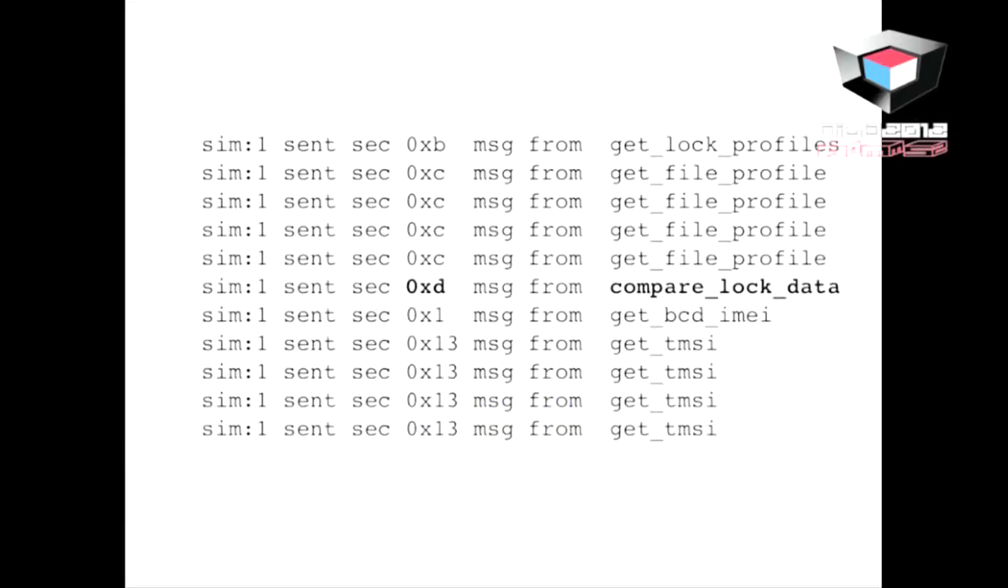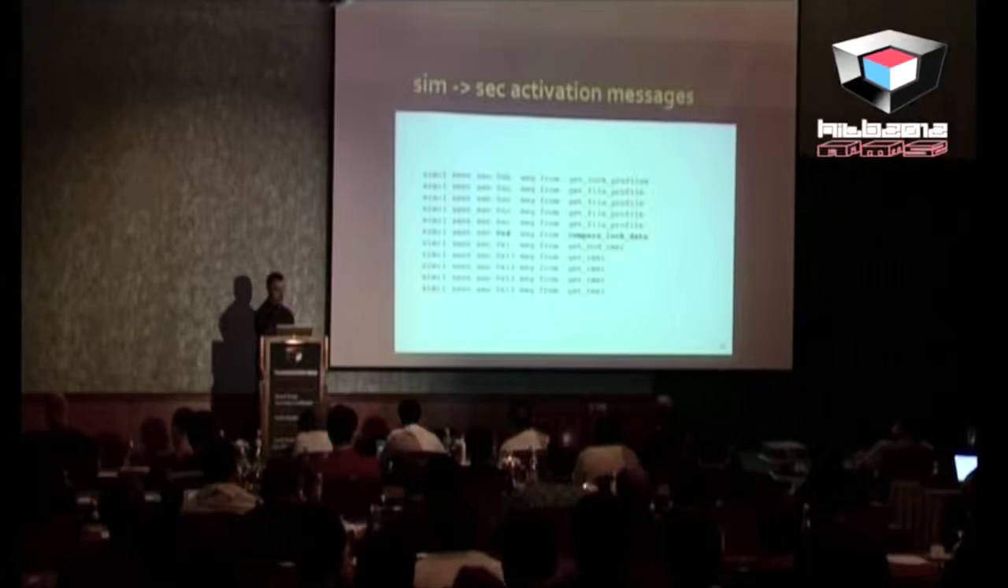So what we observed is we could sit there and watch this message passing, and we see all these very obvious messages being passed from the SIM to the security task. And the one that really matters here is this compare lock data, and that has that header of 13, or 0xD hex. So whenever we saw that message go from the SIM to the security task, we knew that the unlock query was in progress.